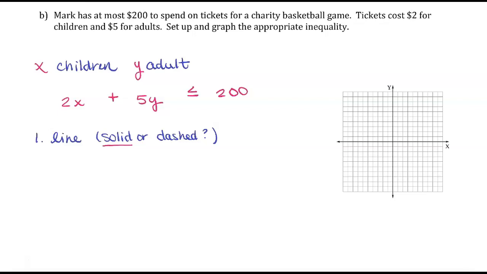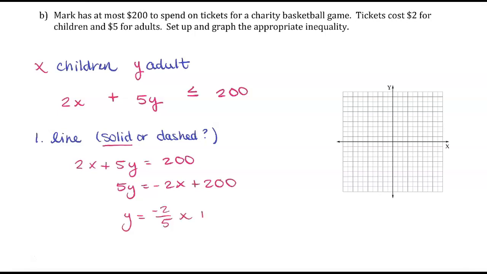The line in question has the equation 2x plus 5y equals 200. Let's solve this for y. Subtracting 2x from both sides, we have 5y equals negative 2x plus 200. Dividing everything by 5, we have y equals negative 2/5 x plus 40. Now we know that we have a slope of negative 2/5 and a y-intercept at the point (0, 40).